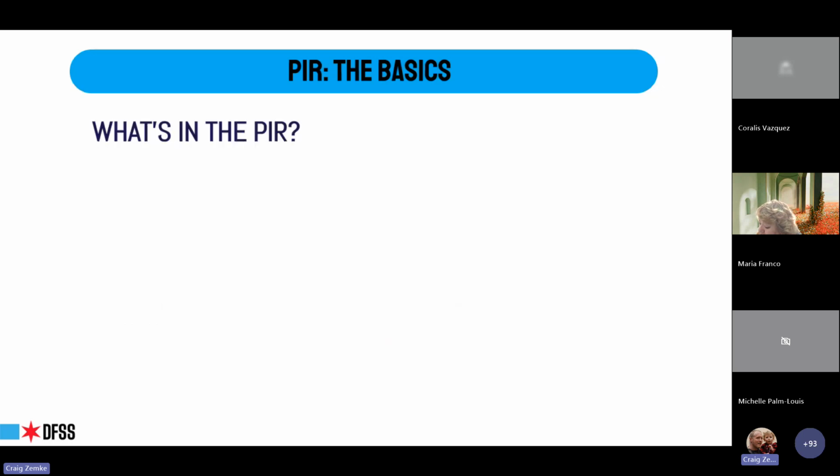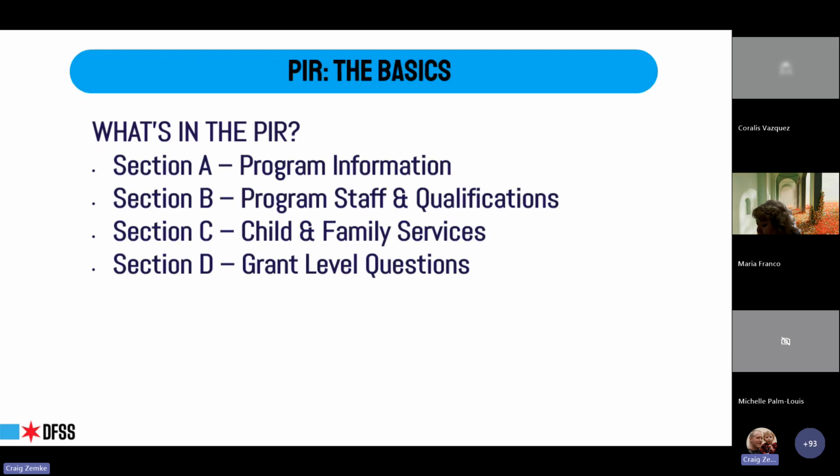Where can you find the PIR? Well, first of all, what's in it? There are 4 sections now. People who have been here a long time will know 3 sections, but a couple of years ago, a 4th section was added. So the first section is program information. This is things like how many sites and slots do you have? Do you have partners? How many funded slots? By program option, how many children were enrolled? How old were they? Demographic information.